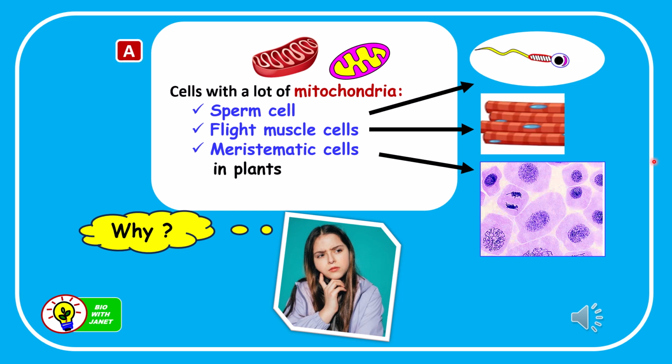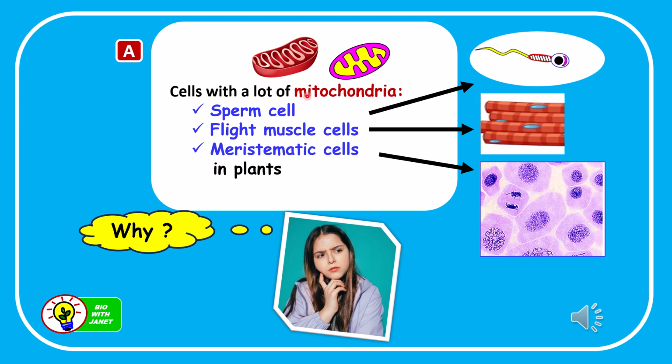So now let's go into more details about the different organelles and the abundance of these organelles in the cells. We'll start with the mitochondria. Cells with a lot of mitochondria include the sperm cells, flight muscle cells of birds and insects, and meristematic cells in plants, okay, as shown here.